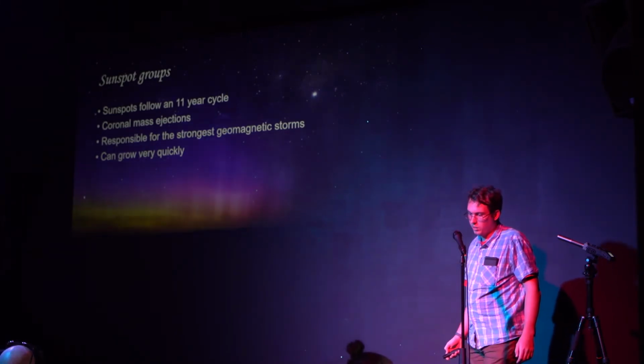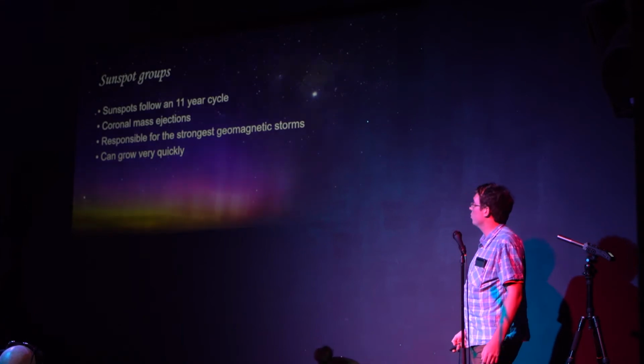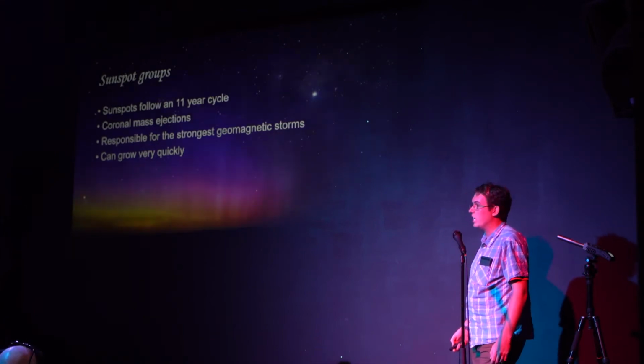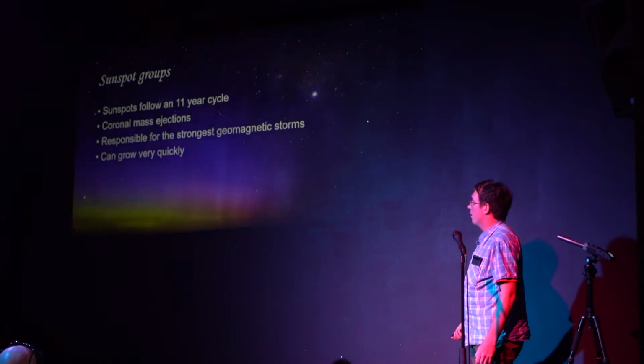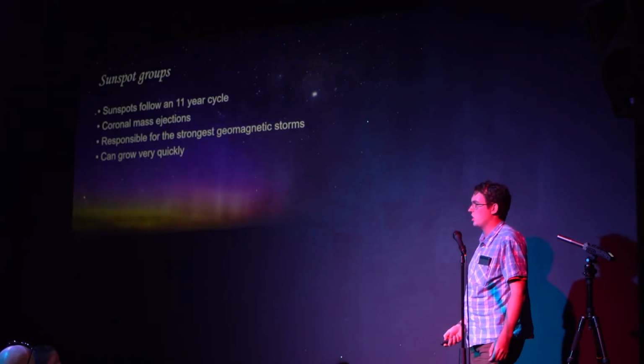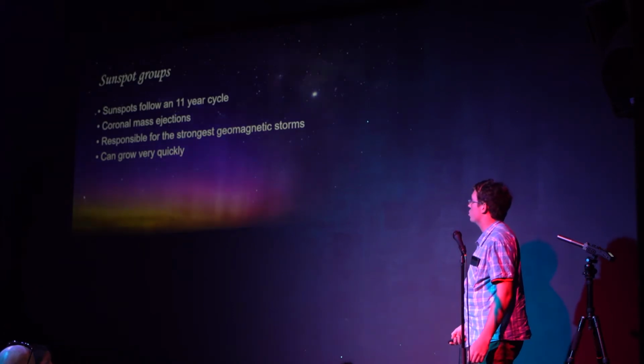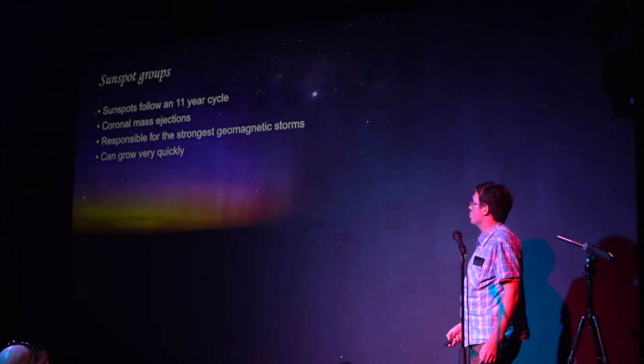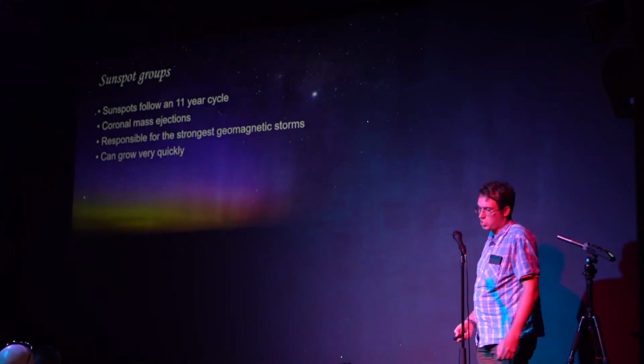When they erupt, they normally release huge amounts of energy in the X-ray spectrum, and that amount of energy being released all at once usually hurls bits of the sun's corona into space in what's known as a coronal mass ejection. The other interesting thing is they can grow extremely quickly, as I'll show you in the next slide.